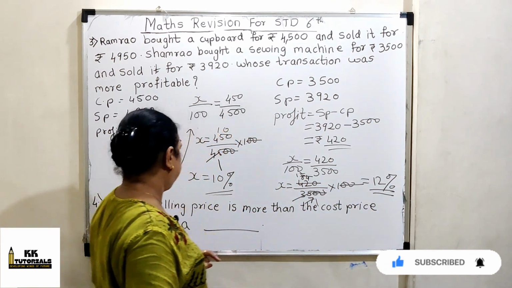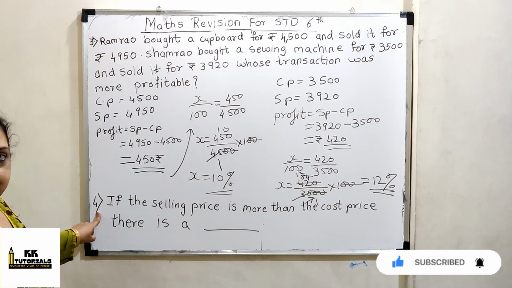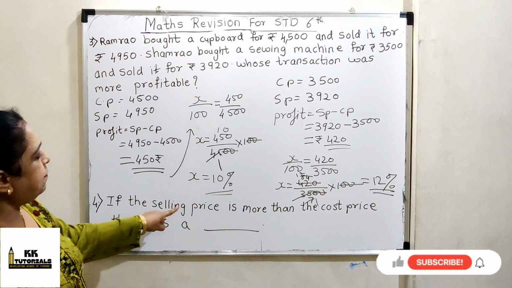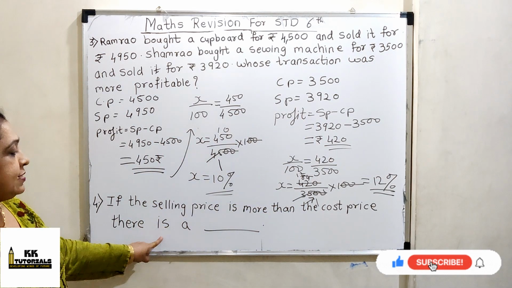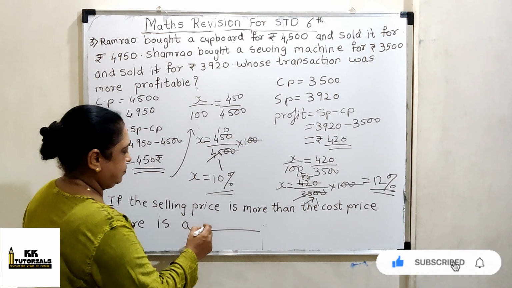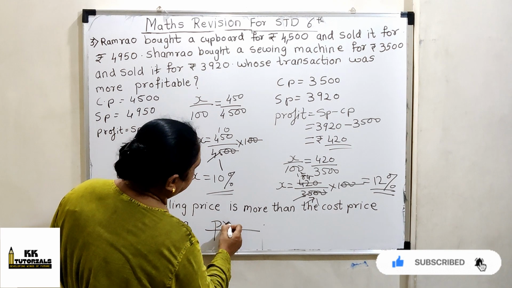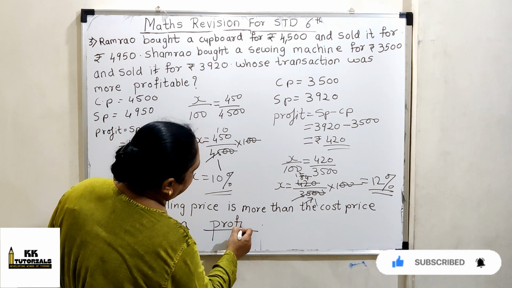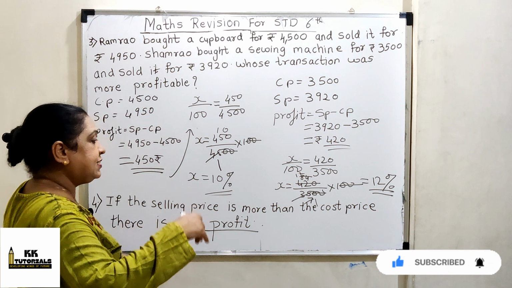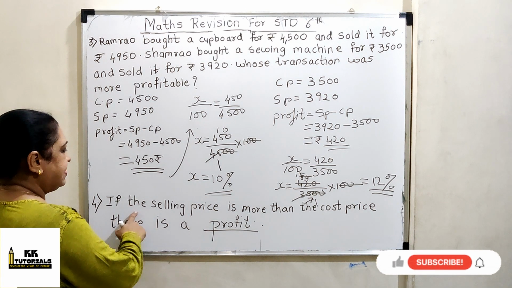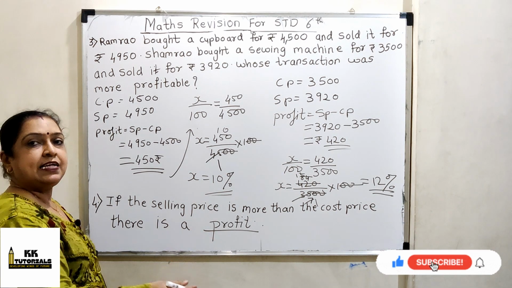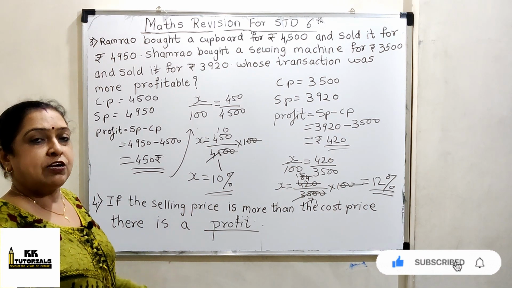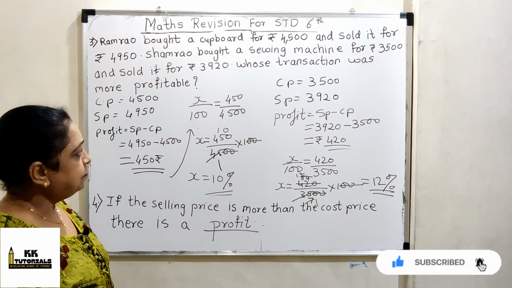Now we'll move to the next sum. If the selling price is more than the cost price, there is a profit. That question can come in the fill in the blank. If it is given in such a manner, if the selling price is more than the cost price, there is a profit, is this sentence true or false? So you have to write true.